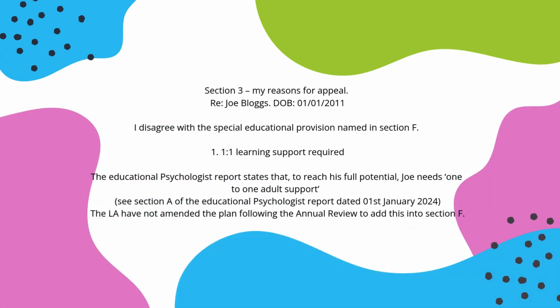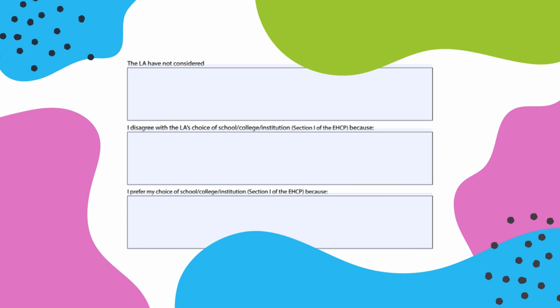This is an example of the type of thing a parent, carer, or young person could write if they were appealing against Section F of the EHCP, which is the educational provision. The next box, here, is the parent, carer, or young person's chance to say what they feel the local authority have not considered. This can be things such as the impact of the lack of provision the child or young person is receiving, or the impact of the child or young person being in a setting that cannot meet their needs.